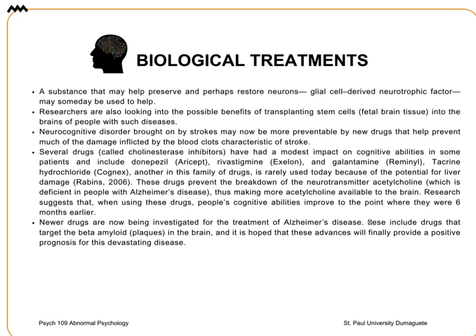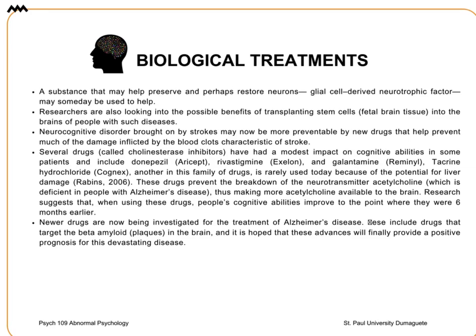So we have several drugs called cholinesterase inhibitors. They have had a modest impact on cognitive abilities in some patients and include donepezil (Aricept), rivastigmine (Exelon), and galantamine (Razadyne). That's Robbins 2006. These drugs prevent the breakdown of the neurotransmitter acetylcholine, which is deficient in people with Alzheimer's disease, thus making more acetylcholine available to the brain. Research suggests that when using these drugs, people's cognitive abilities improve to the point where they were 6 months earlier.